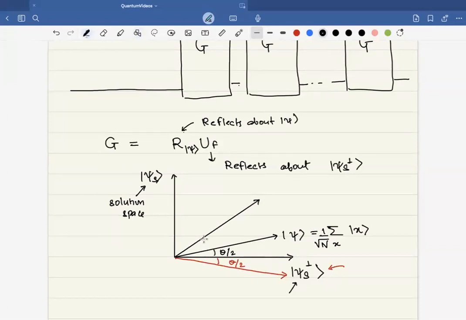And the angle of rotation is theta, and theta is equal to 2 sine inverse of square root of m over n. Right? So in this video, we want to figure out how to construct the U of F and R of psi operators. So let's get into that.